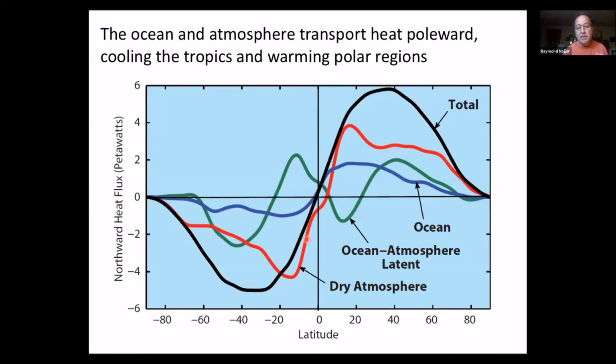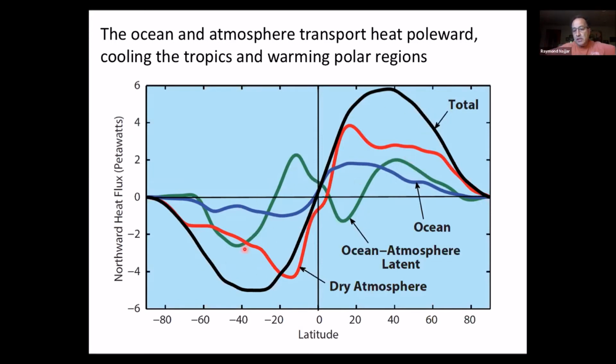So you can see, just looking at the black curve, the total atmosphere ocean system, because the atmosphere does the same thing too. It receives heat from space, sunlight from space at low latitudes, and then it releases that energy at high latitudes in the form of infrared radiation. It's radiation that you can't see. So the two of them do it, both the ocean here in blue and the atmosphere in red. You see all these positive values in the north, negative values in the south.